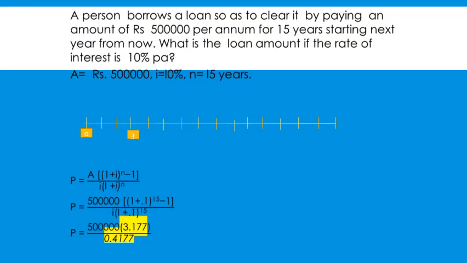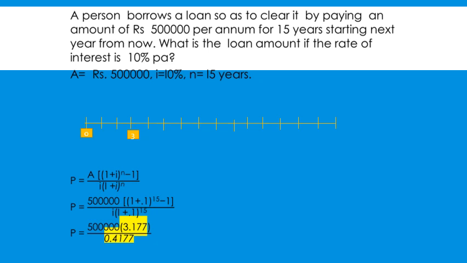The next problem is: a person borrows a loan so as to clear it by paying an amount of rupees 5 lakhs per annum for 15 years starting next year from now. What is the loan amount if the rate of interest is 10%? Now let us identify what is the given data and what is to be found out. This is the first step that you need to do.